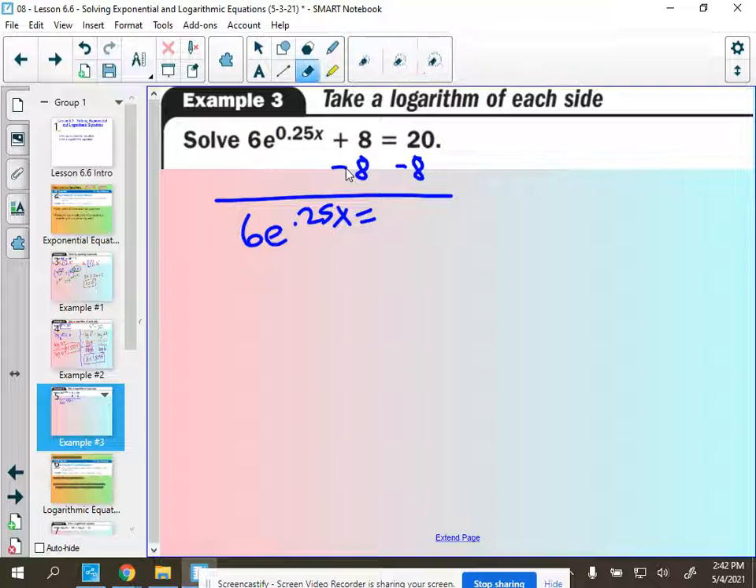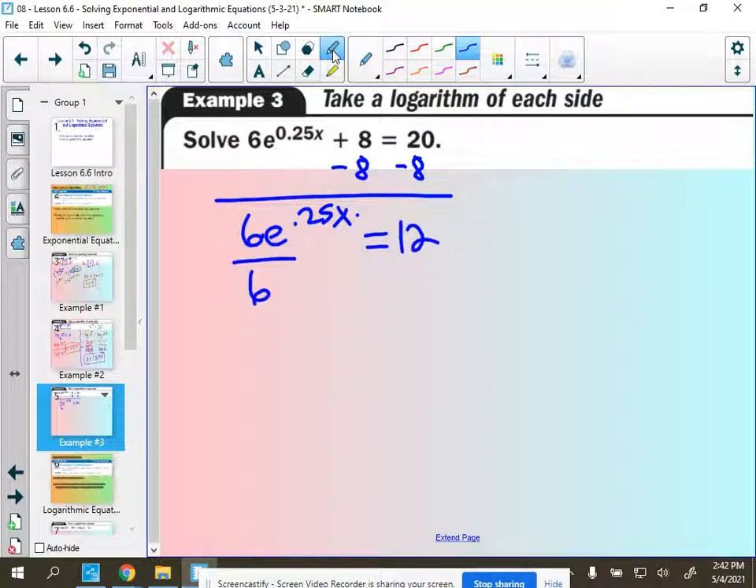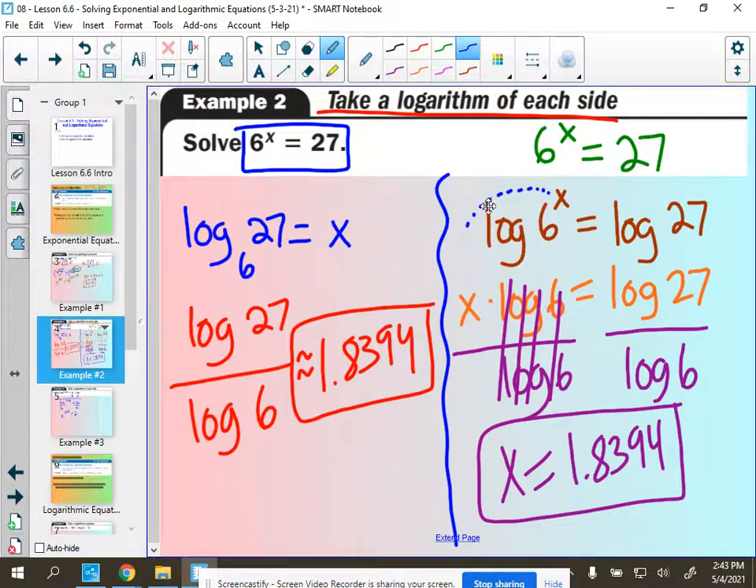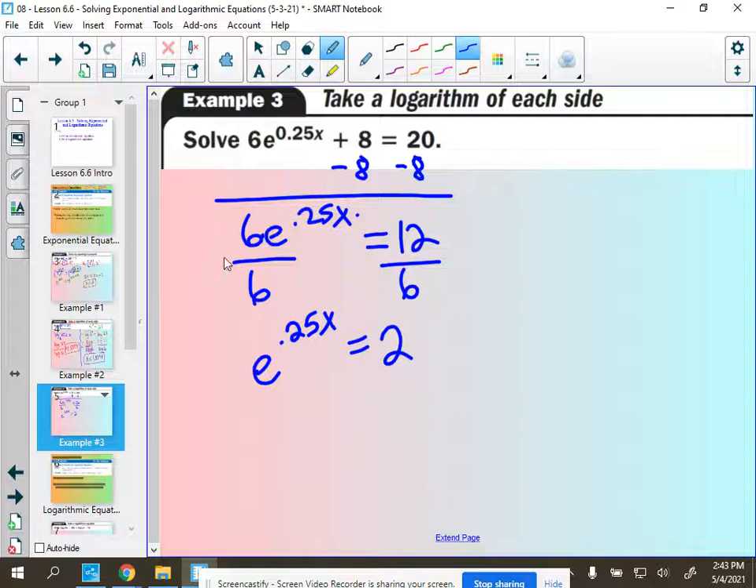Whoops, that's not in the exponent. Equals 12. And then let's divide both sides by 6. That 6 isn't attached for life. We can get rid of that. Okay, so we made things a lot smaller, a little simpler. But this e base, what's the deal here? I don't like it. So it's kind of like the last one. We could definitely take the common log of both sides and get this 0.25x out of the exponent, and we would be able to solve it.